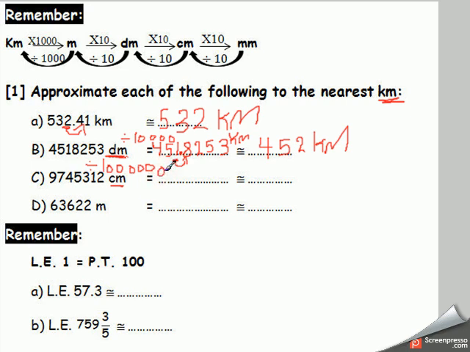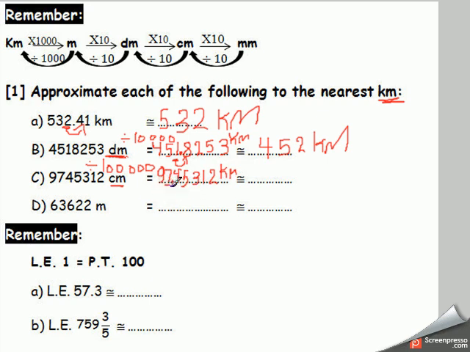Okay, mister, now I should write all of the numbers: 9, 7, 4, 5, 3, 1, 2. After that, mister, I have 5 zeros, so I should write the decimal point after 5 numbers: 1, 2, 3, 4, 5. Okay, excellent. Mister, don't forget to write kilometer. Excellent. The centimeter becomes kilometer now.